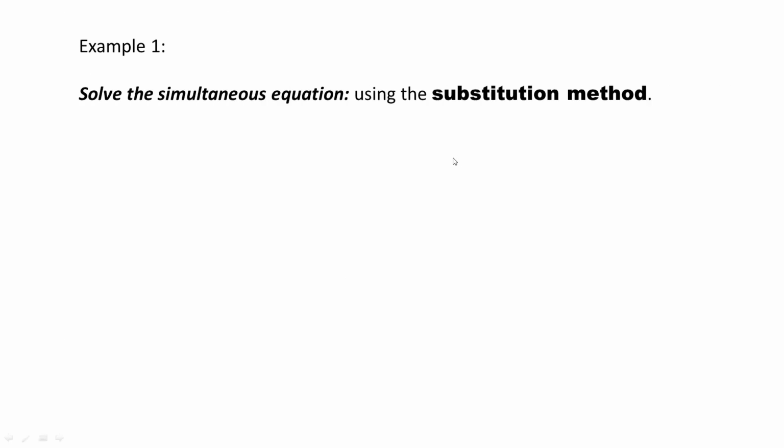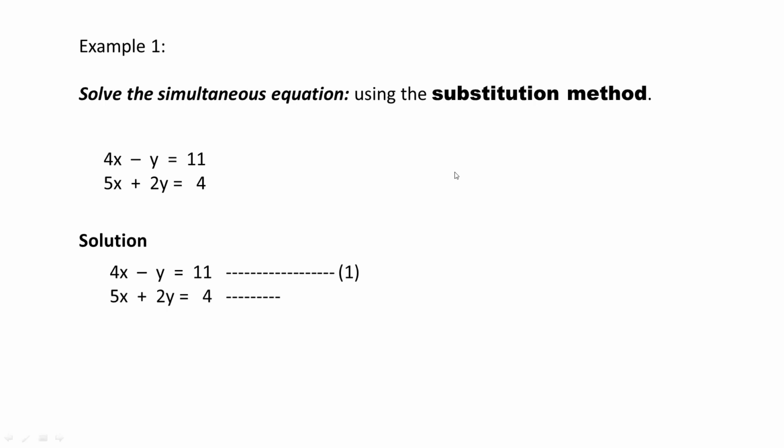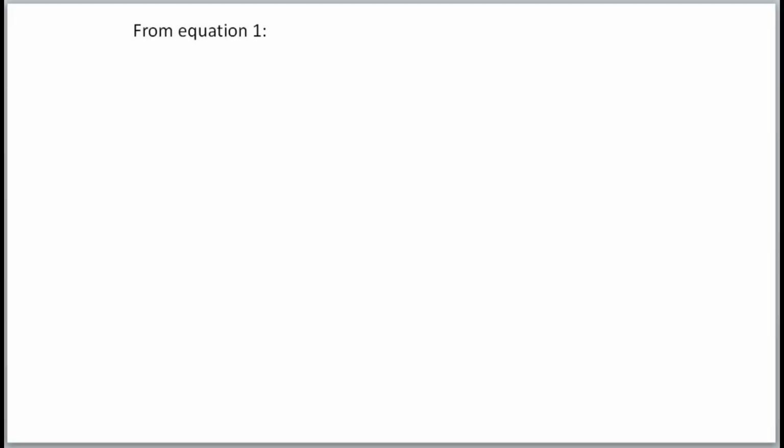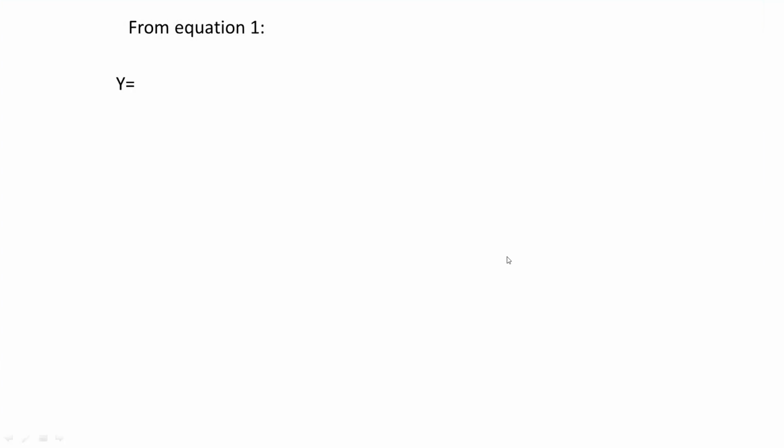Example 1. Solve the simultaneous equations using the substitution method: 4x minus y equals 11 and 5x plus 2y equals 4. Solution. Let 4x minus y equals 11 be equation 1 and 5x plus 2y equals 4 be equation 2. From equation 1, let's make y the subject of the formula. y is equal to 4x minus 11. This will be taken as equation 3.